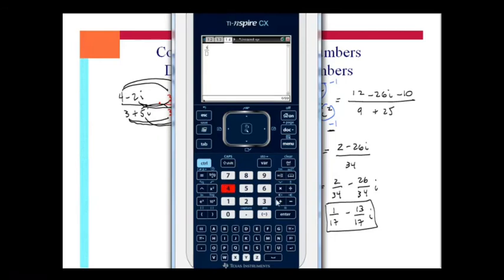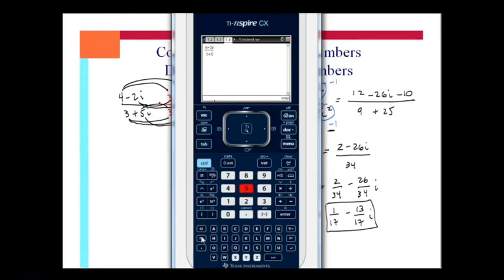4 minus 2i. The value i comes from the list here where we see the pad for pi. There's the value i. And then by just pushing the tab button, we move to the denominator, and that's 3 plus 5i.